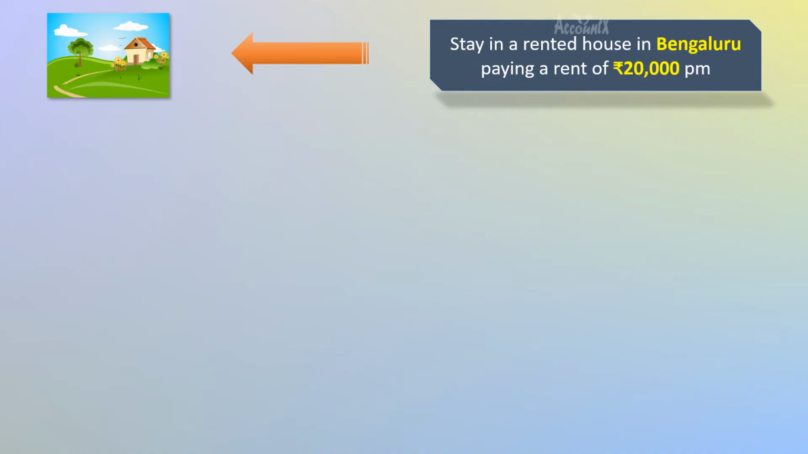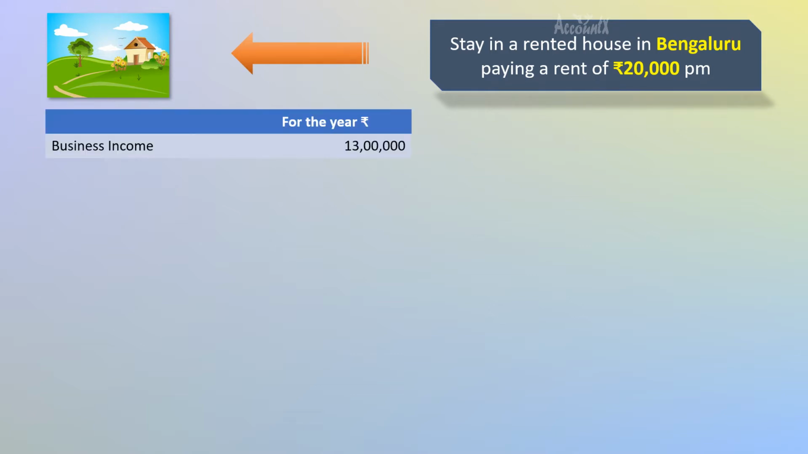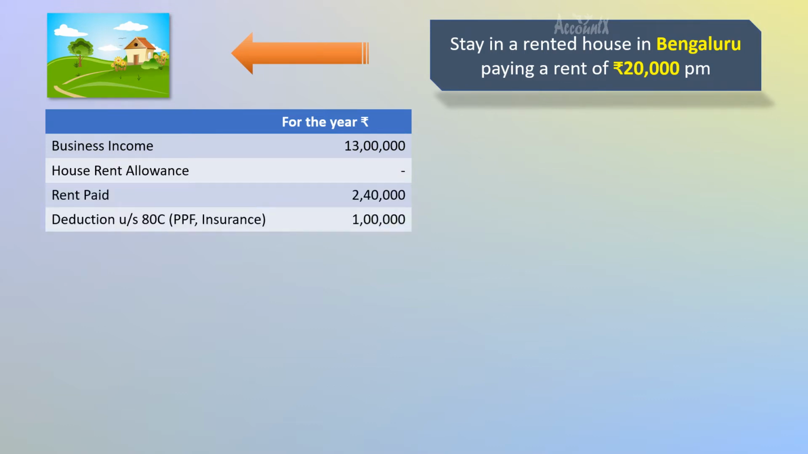Let's consider the same scenario, that is you stay in a rented house in Bengaluru and you pay rent of 20,000 per month. Let's say you are self-employed and let's assume your business income to be 13 lakh for the year. You do not receive any HRA. So rent paid for the year is 2.4 lakh. And let's assume your deductions under section 80C, let's say it is public provident fund and insurance, and total of the deduction is 1 lakh.